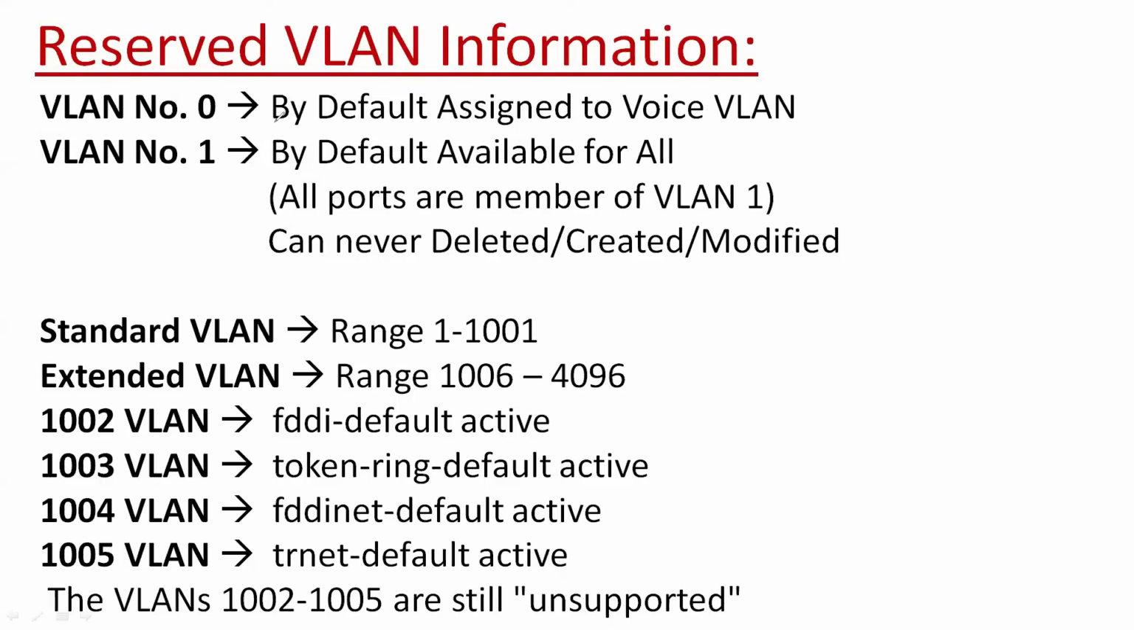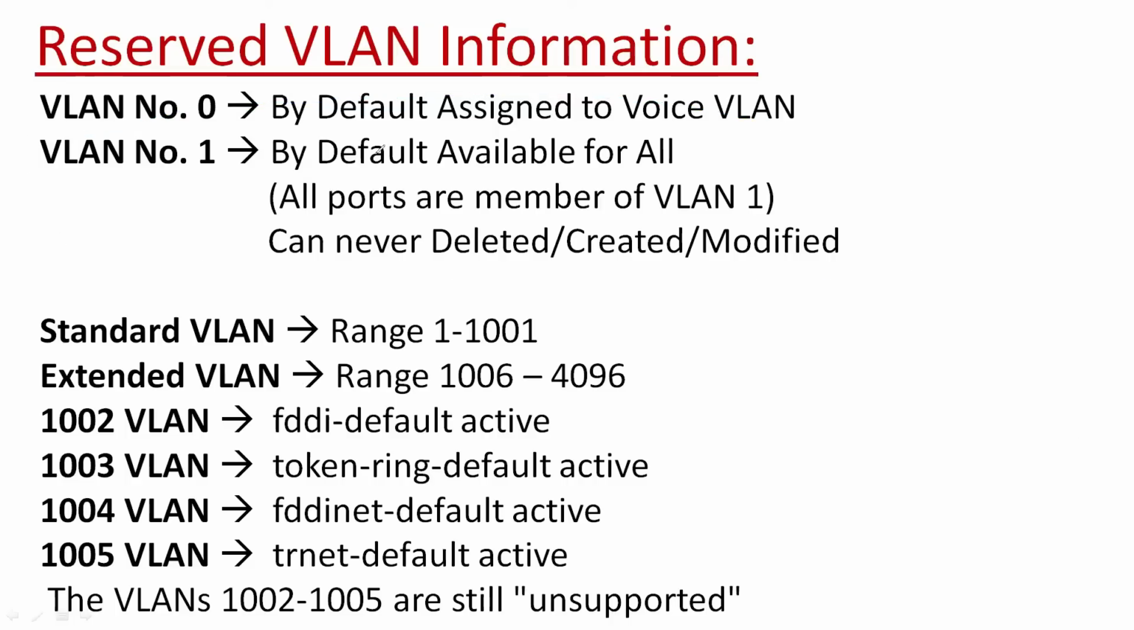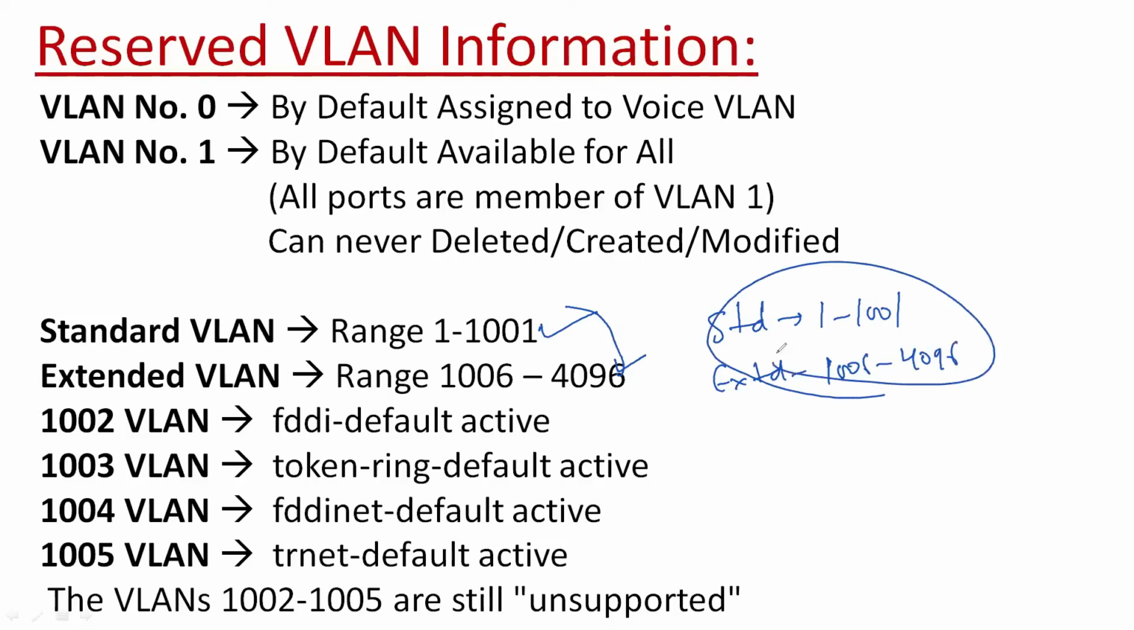By default, all the switch interfaces are part of VLAN 1. VLAN 1 is allotted to all the interfaces by default. Second, we have two types of VLAN, standard VLAN and extended VLAN, divided on the basis of number. Standard VLAN has a range of VLAN 1 to 1001. If I talk about the extended VLAN, the range is 1006 to 4096.